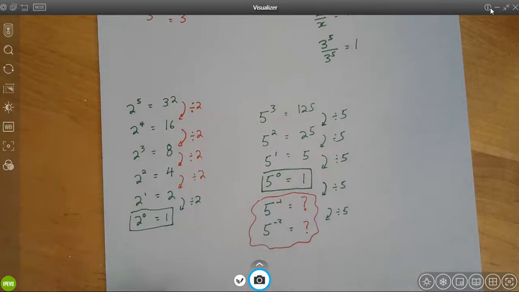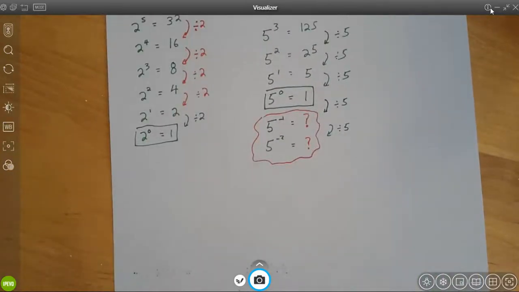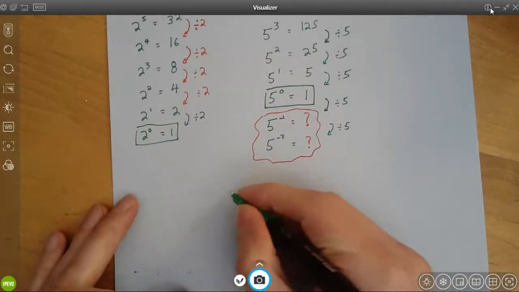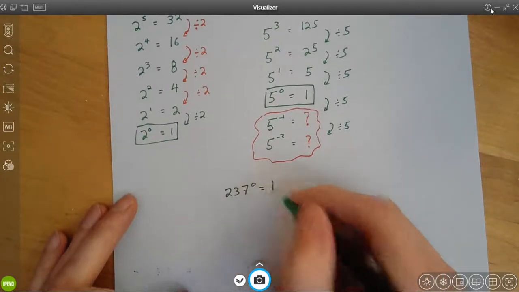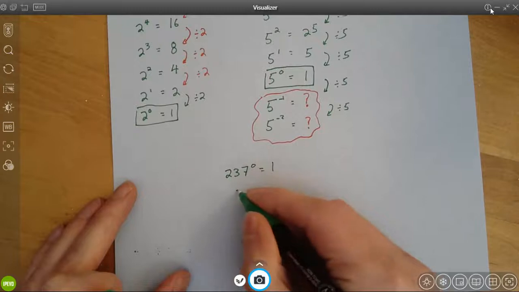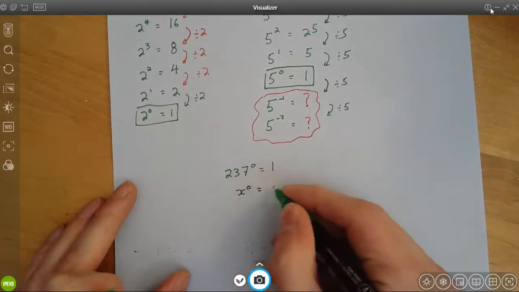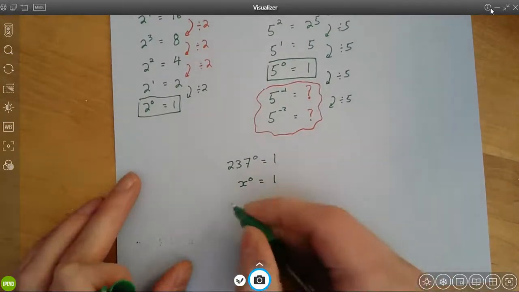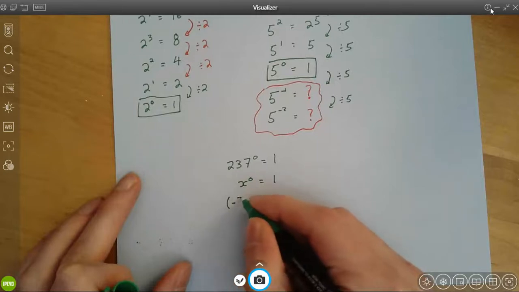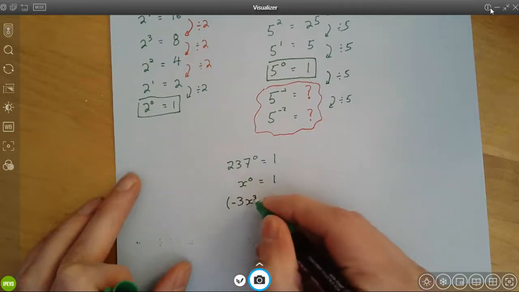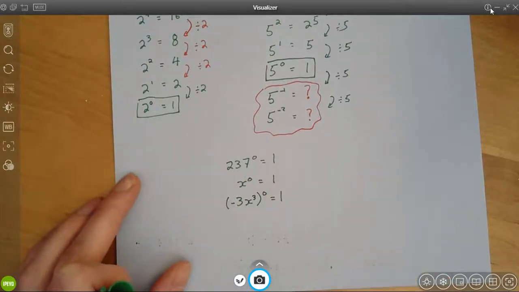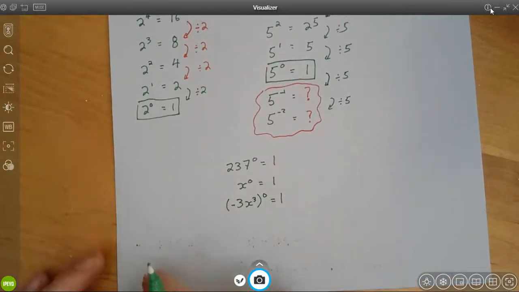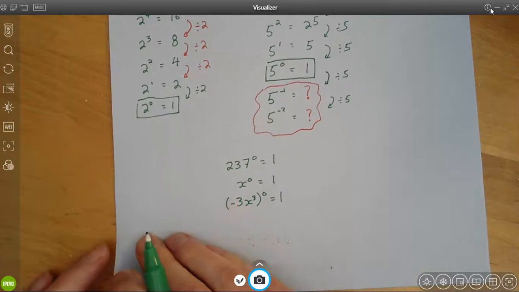So it turns out that anything to the power of 0 is 1. So that could be a number. So I don't know, what's your favorite number? Maybe 237 to the power of 0. That's equal to 1. It could be a variable, x to the power of 0. Well, that's equal to 1. It could be any base that I have in brackets. So negative 3x cubed to the power of 0. That's still equal to 1. So anytime I raise anything to the power of 0, our answer has to be 1.